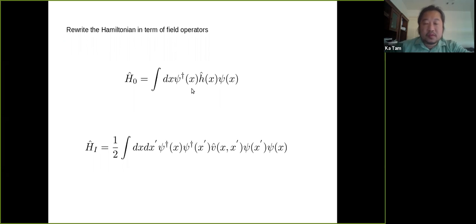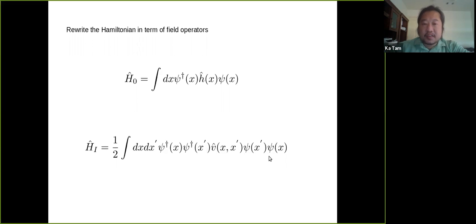Then once we define the psi dagger of x and psi of x, we can rewrite the Hamiltonian in terms of them and then promote it to the continuum. Then we find a very simple form of the Hamiltonian in the continuum written in terms of the field operator. So essentially, with psi dagger psi with the operator h for the single particle term. Similarly, we have an interacting term with four field operators now.